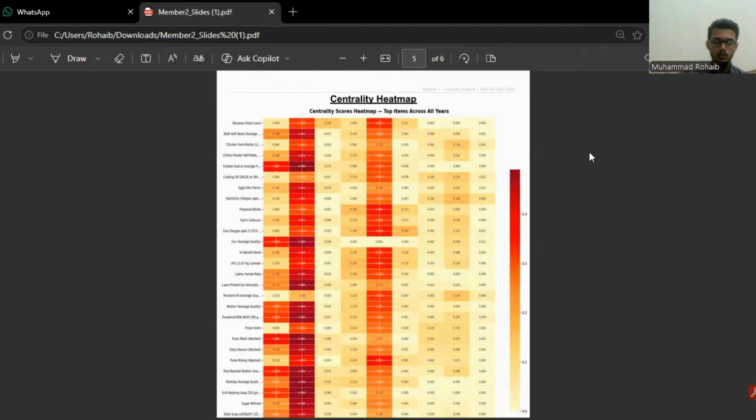2023 has the darkest colors, meaning strongest connections. By 2025, colors are lighter, so the network weakens. Items like pulse mash and cooked dal stay important in all cases. So overall, basic food items like pulse dal and wheat flour are the most important, and this result stays consistent.